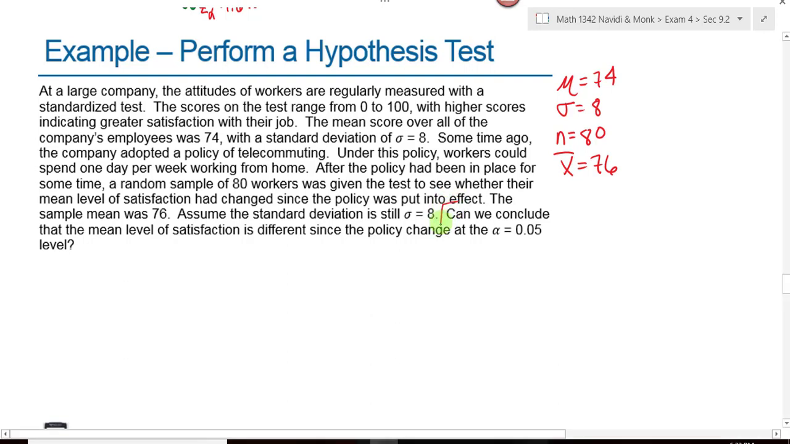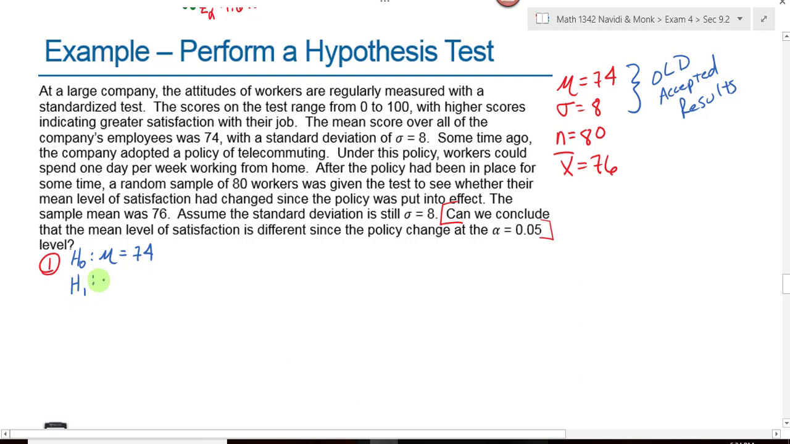Can we conclude that the mean level of satisfaction is different since the policy changed at the alpha equals 0.05 level of significance? That last sentence, or actually the question that I have in the brackets, will help us write both our null and our alternative hypothesis and then state our final conclusion. Our null hypothesis is going to be equals what? This was the information from before. This was the old accepted results. This is the new mean from our sample. So our null hypothesis is mu equals 74.